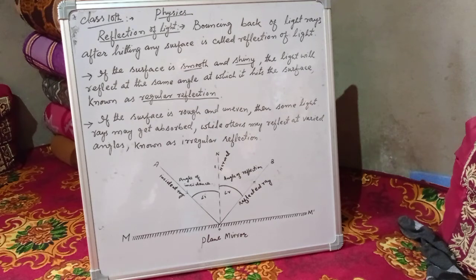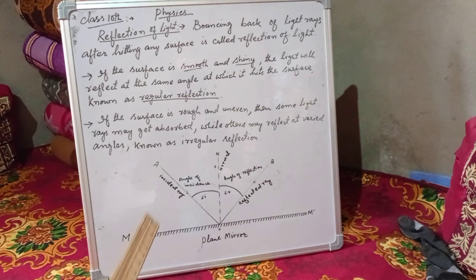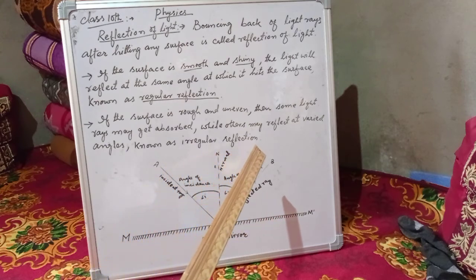Got it here? Dear students, if the surface is not smooth, but rough and uneven, then some light rays may get absorbed while others may reflect at varied angles. This is known as irregular reflection. So there occurs regular as well as irregular reflection. Regular reflection occurs with a surface which is smooth and shiny, while irregular reflection occurs with a surface which is rough and uneven. I think you got it here: what is reflection of light, and what is regular and irregular reflection of light.